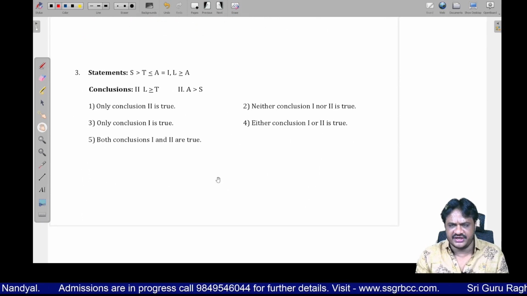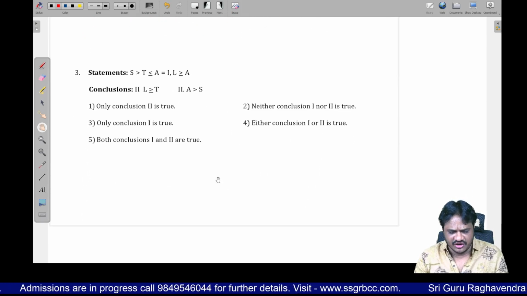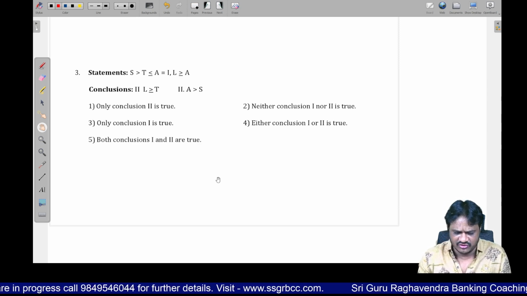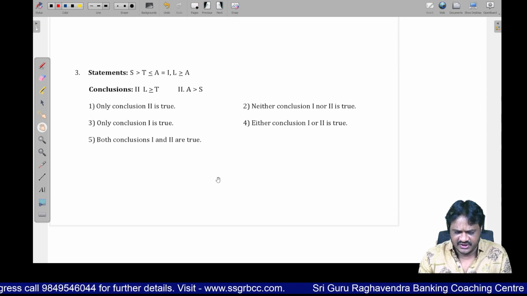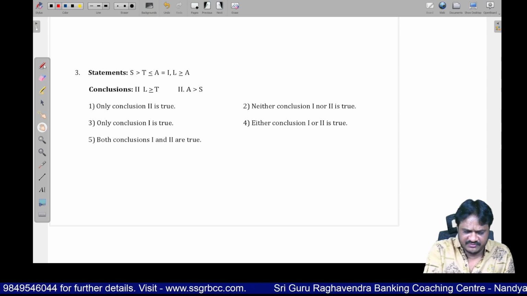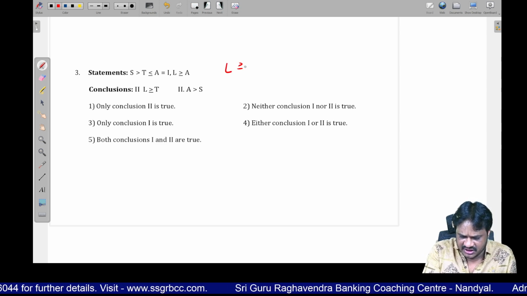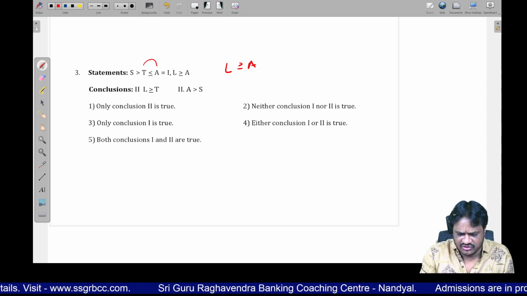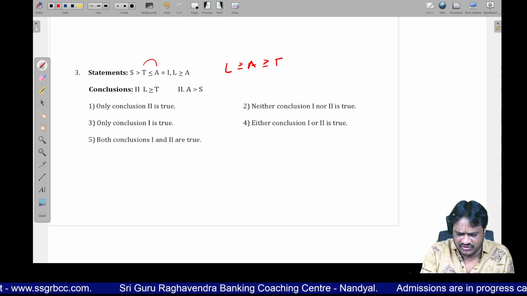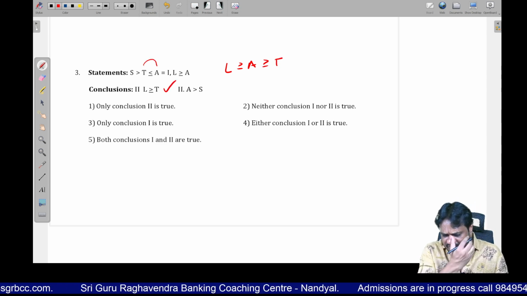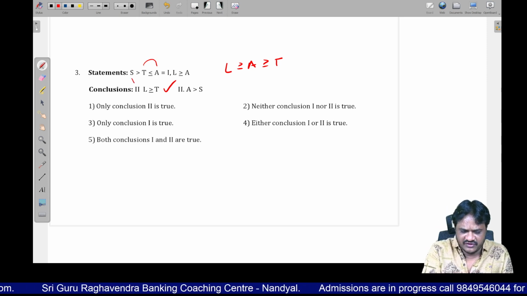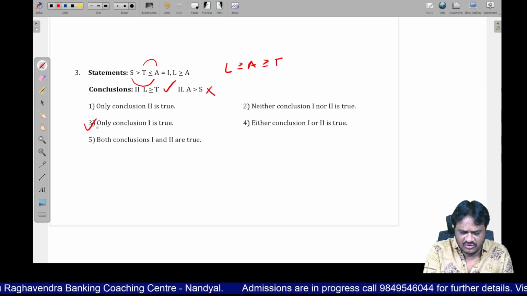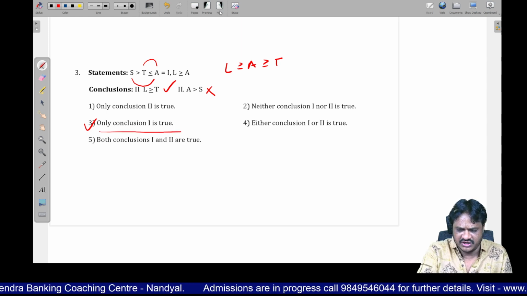S greater than T, T less than or equal to A is equal to I, and L greater than or equal to A. Now, let us see. L greater than or equal to T. See this statement. L greater than or equal to A. T less than or equal to A means A greater than or equal to T. Therefore, L greater than or equal to T definitely follows. From A to S, there is no common symbol. Second one does not follow. Only one follows.